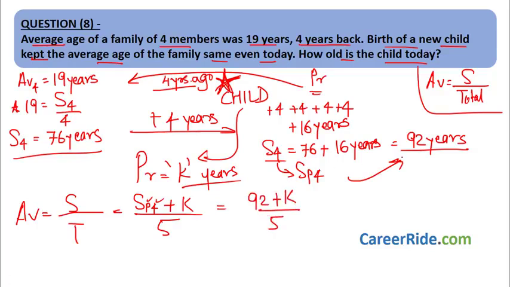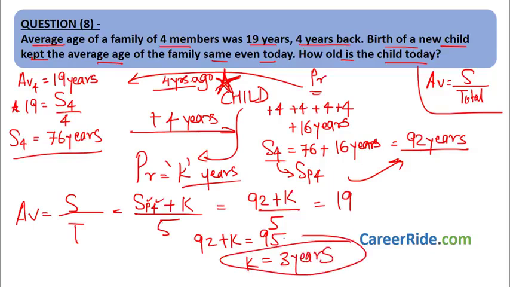Now here they have given that the birth of the child kept the average age of the family the same even today. So this is nothing but the same average, 19 years. Let's see what we get. 92 plus k would be 19 fives, which are 95. So k would be 95 minus 92, which is 3 years. So the child is 3 years old, or the present age of the child is 3 years.